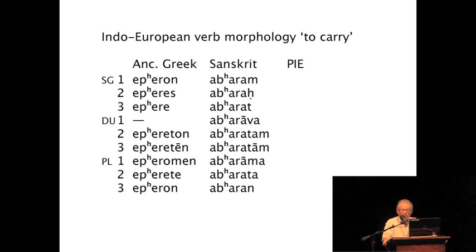The two languages we're going to be looking at are Ancient Greek and Sanskrit. So Ancient Greek, the language of Greece, in the version here around the 5th century BCE. Sanskrit, or more accurately Vedic, so the language of the Vedas, the sacred writings of Hinduism. And we're going to use these data in order to try and reconstruct the corresponding forms in Proto-Indo-European. So PIE is Proto-Indo-European.